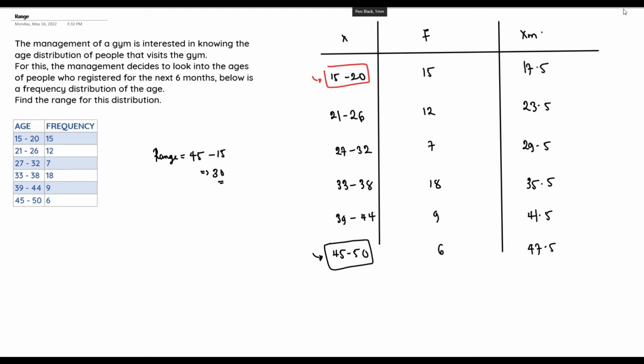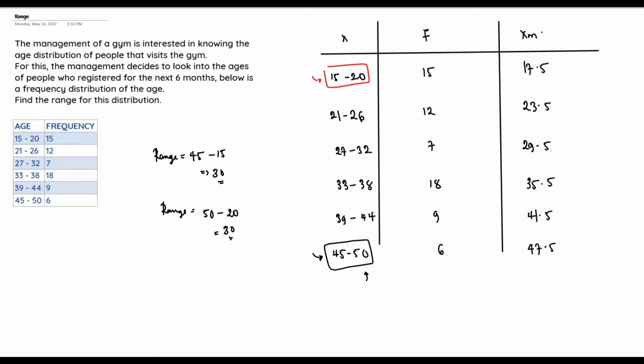We can also decide to use the upper limits to get the range. So the range can also be equal to the upper limit of the last class, which is 50, minus the upper limit of the first class, which is 20. So that's 50 minus 20, and that gives us 30.